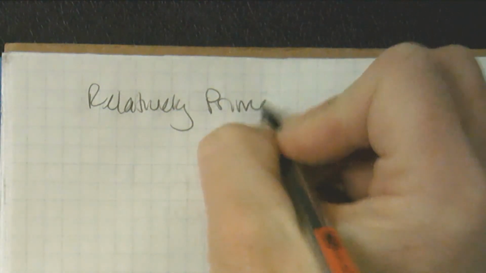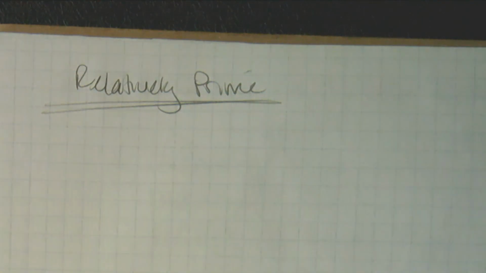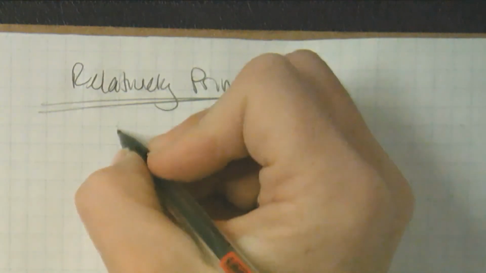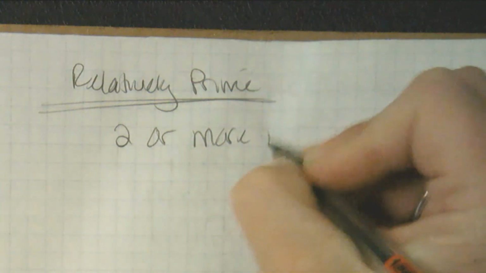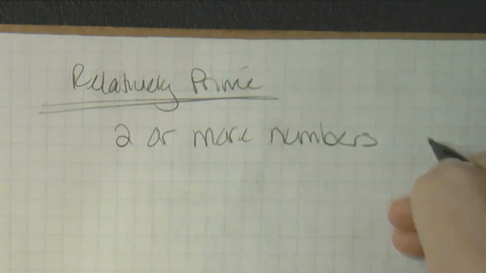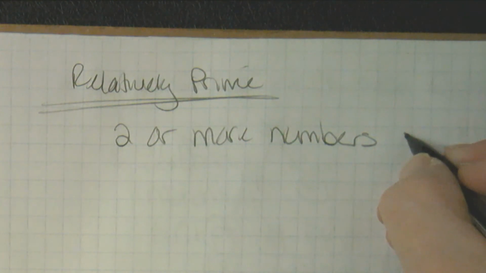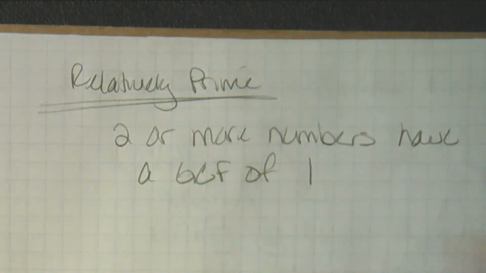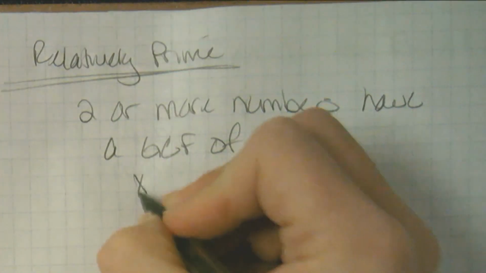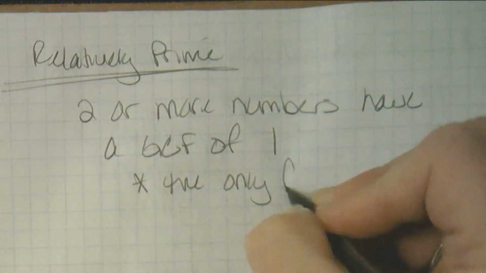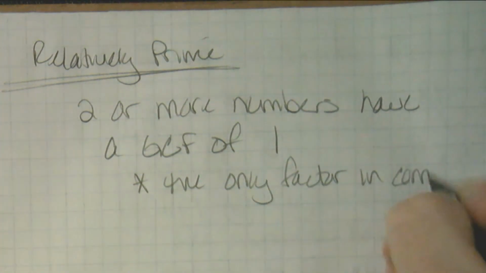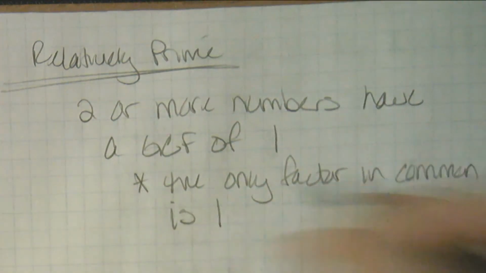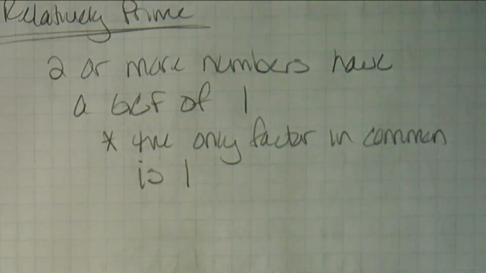All right, you guys, let's talk about relatively prime. So relatively prime means that 2 or more numbers have a GCF of 1. They don't have any factors in common. The only factor in common is 1. All right, so let's talk about which ones that might be.